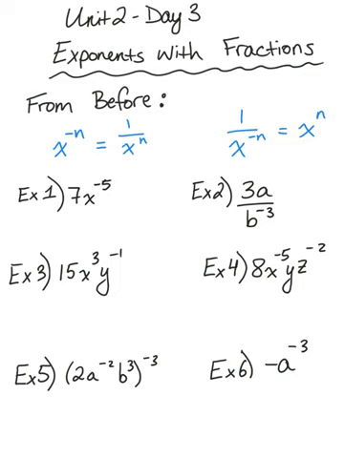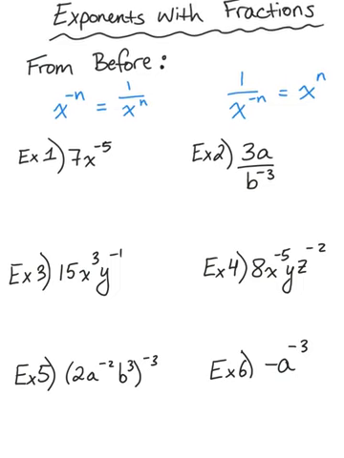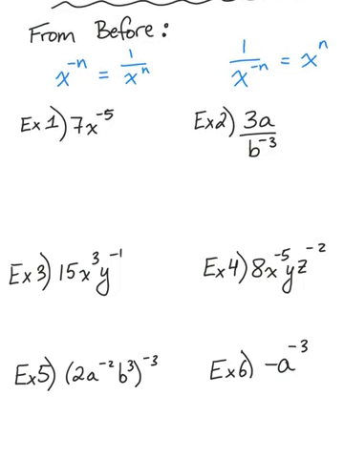In example 1, we have 7 times x to the power of negative 5. The exponent here is on the x. If we were to simplify this, the 7 stays where it is, but x, to make the exponent positive, would go toward the bottom. This would be a simplified version where all the exponents are positive. You'll notice again, it's not negative, it's just in a different position.